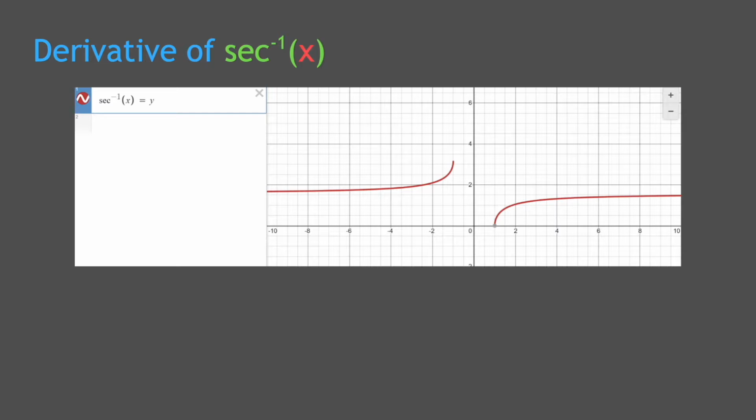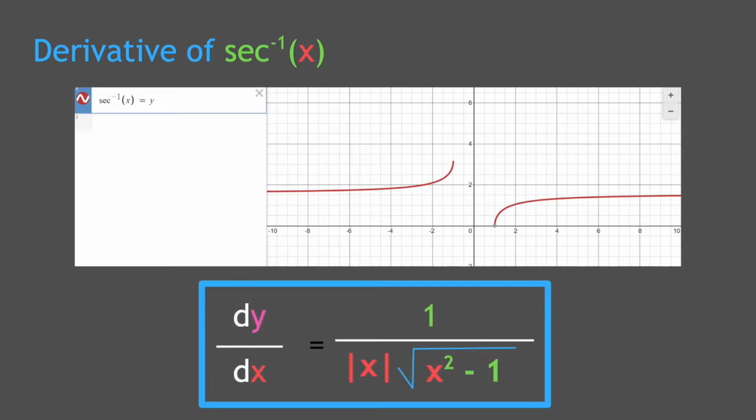So since our function is always going to have a rate of change that is positive, we need to add absolute value signs to our x. And the reason we don't need to add it to the whole thing is because the 1 is going to be a constant, and the square root of x squared minus 1 will always be positive unless x is between -1 and 1, because then it'll be undefined. And that, you can see, is the derivative of the inverse secant of x.